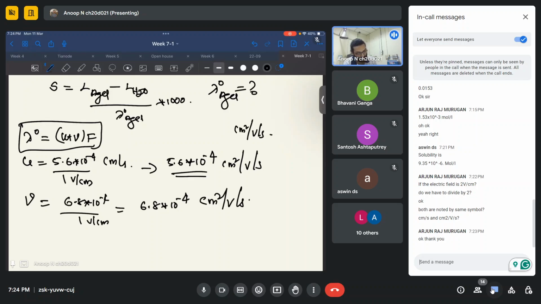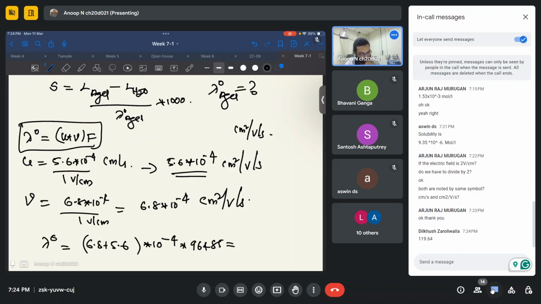So now let's calculate lambda 0. Lambda 0 is equal to nothing but 6.8 plus 5.6 into 10 raised to minus 4 into 96485. What's the value of lambda 0? Please calculate. Now, what is the value of lambda 0? Yeah, lambda 0 is coming 119.64 Siemens centimeter squared per gram equivalent.